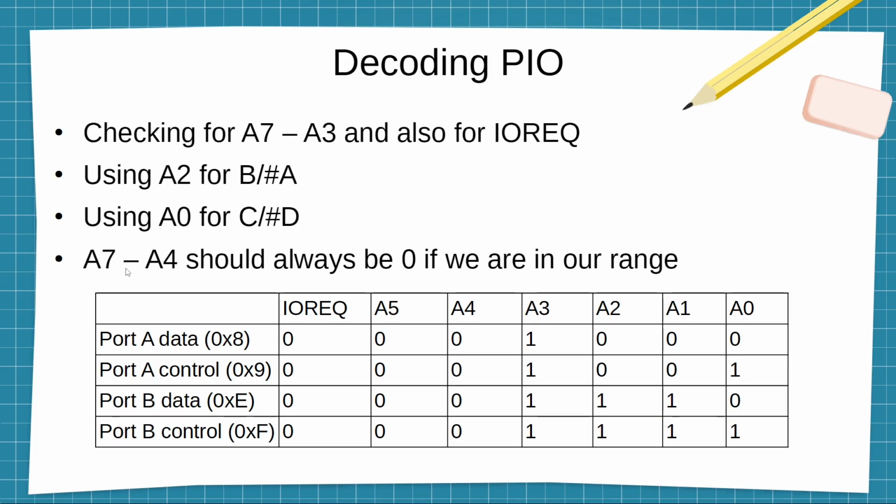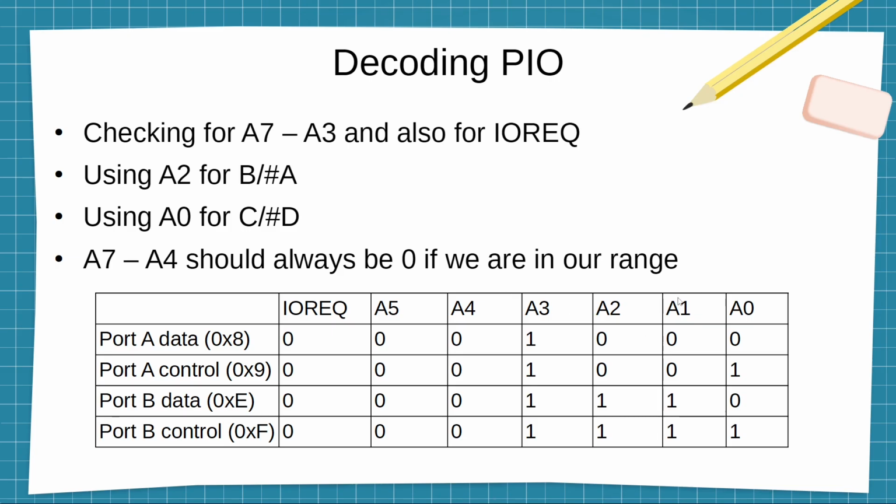And we are going to be using A7 through A4, and if they are 0, we are in our range. If you look at this table, I don't have A7 and A6, but I only have A5, A4, A3, A2, A1, and A0. And if you take a look, A5 and A4 are 0, and A7 and A6 should also be 0. So A7, A6, A5, and A4 will be 0. A3 will be 1. And if this matches, we are in the range we want.